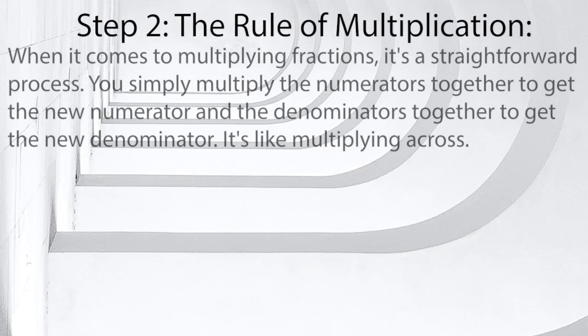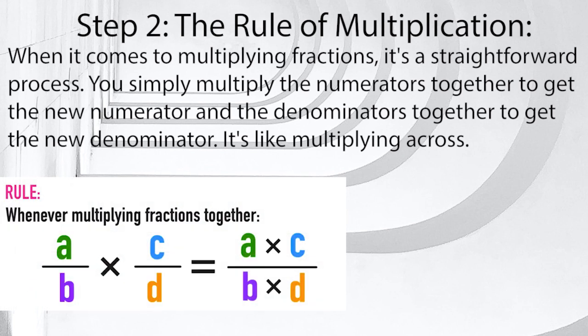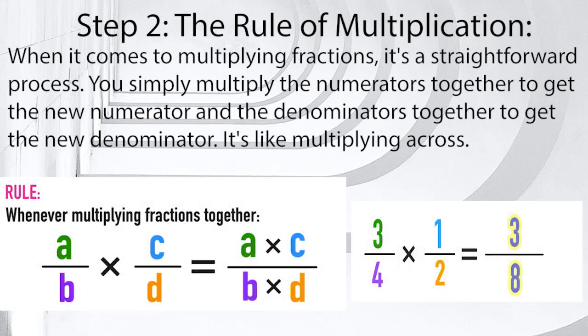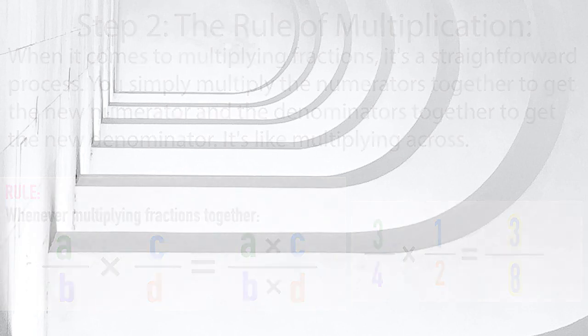Step 2. The rule of multiplication. When it comes to multiplying fractions, it's a straightforward process. You simply multiply the numerators together to get the new numerator and the denominators together to get the new denominator. It's like multiplying across.